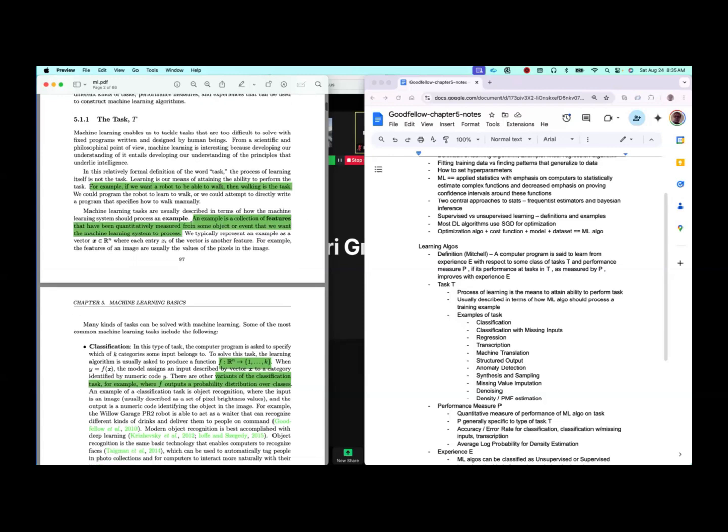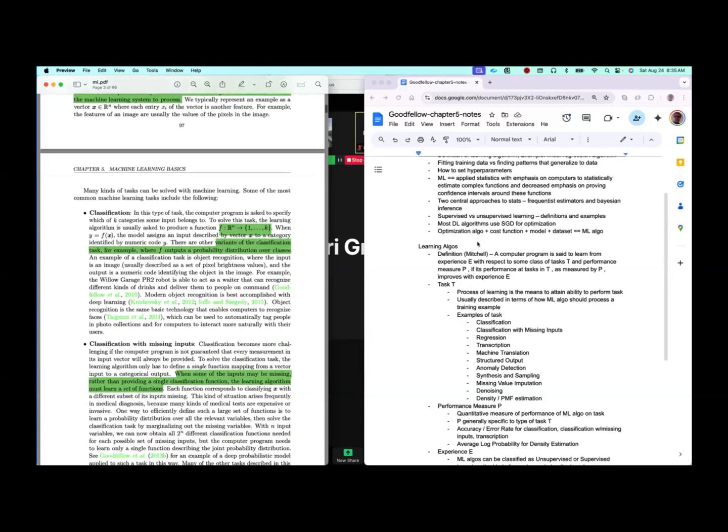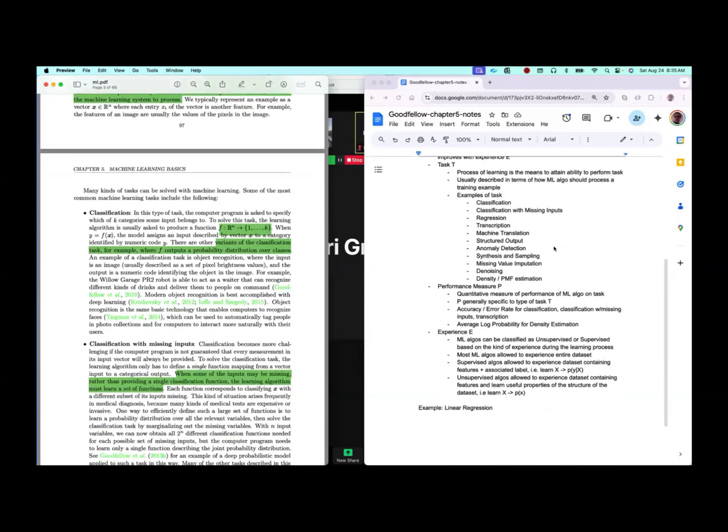And then he gives you a little idea here. A piece of data, an example, is a collection of features, which most of us know. Then he goes into a bunch of types of tasks. This is non-exhaustive. He's looking at the popular kinds of tasks that there can be.